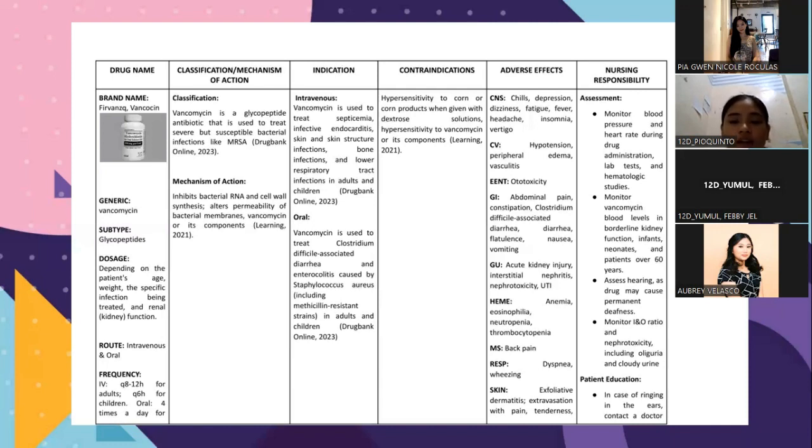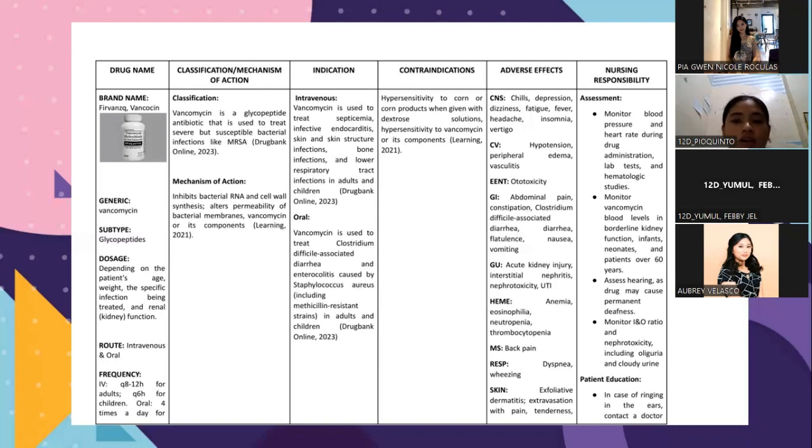In skin: exfoliative dermatitis, extravasation with pain, tenderness, thrombophlebitis, and tissue necrosis, pruritus, rash, Stevens-Johnson syndrome, toxic epidermal necrolysis, and urticaria. In other: anaphylaxis, drug reaction with eosinophilia and systemic symptoms, drug-induced fever, hypokalemia, injection site inflammation, and superinfection.